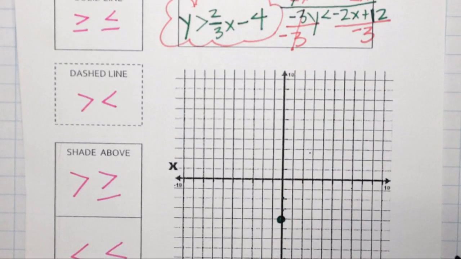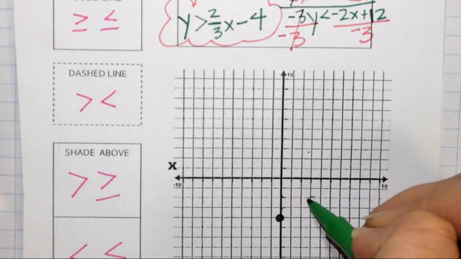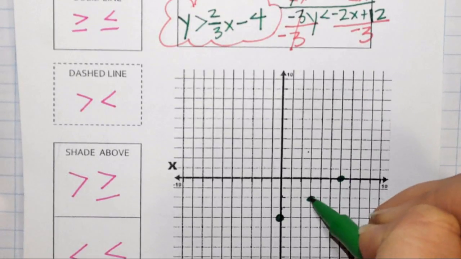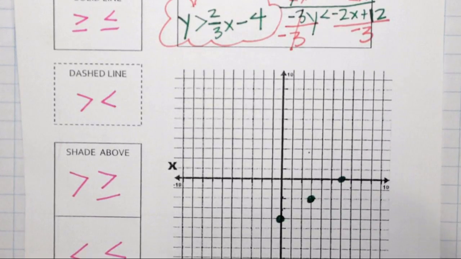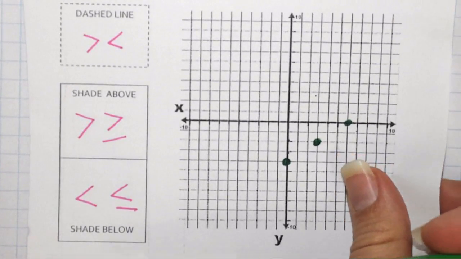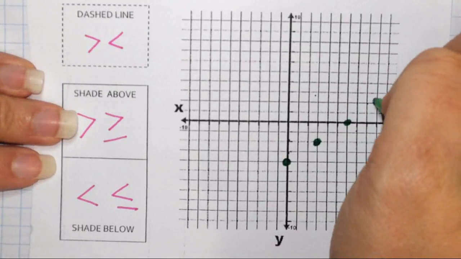Okay, now what's our slope? 2/3. So we go up 2, right 1, 2, 3. And on this one, you can't just do 3 dots. You have to go all the way across your graph. So then I'm going to go up 2, right 3 until I can't do it anymore.